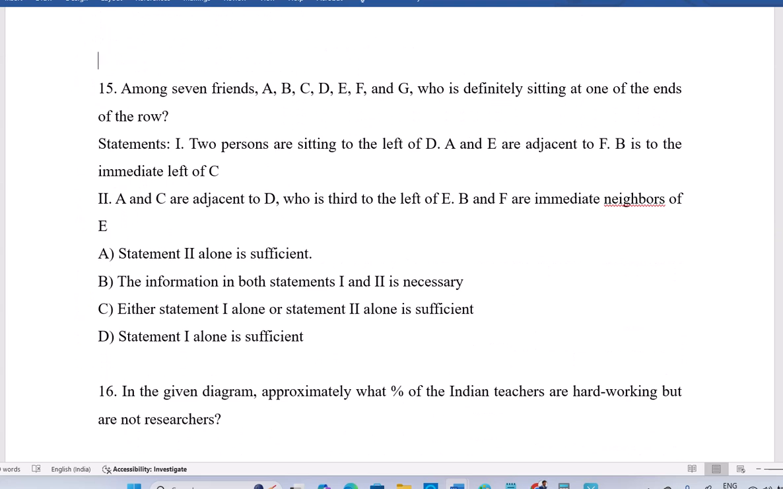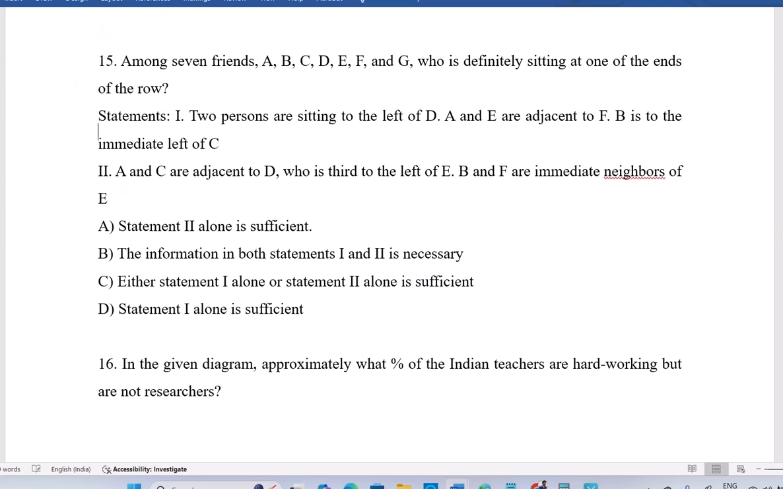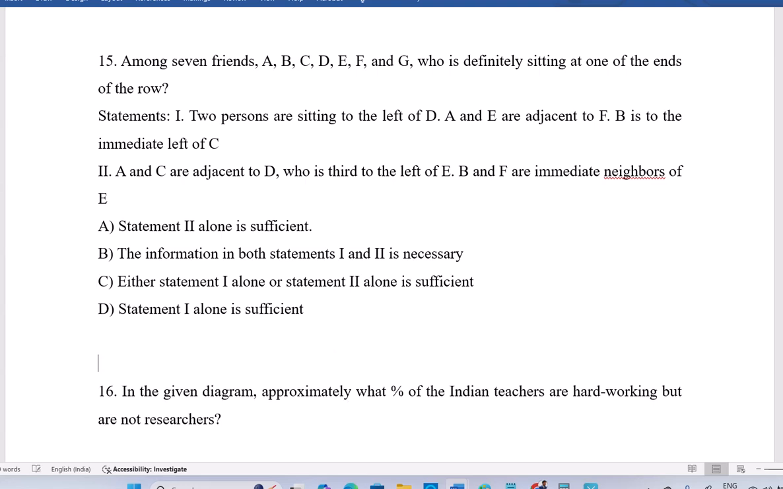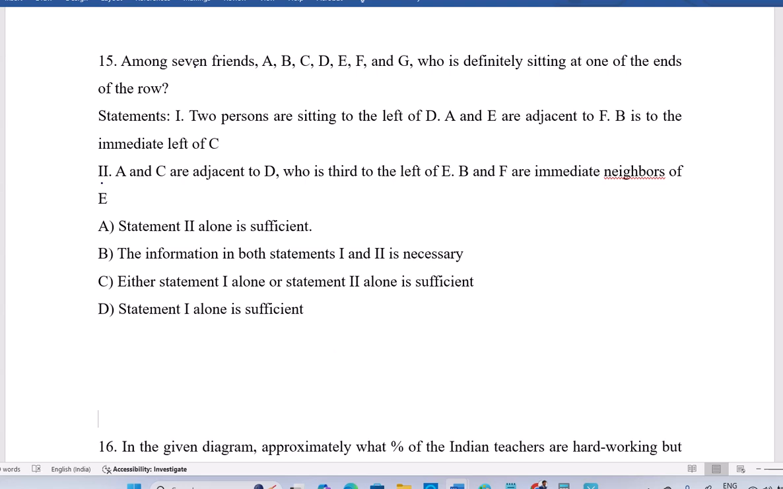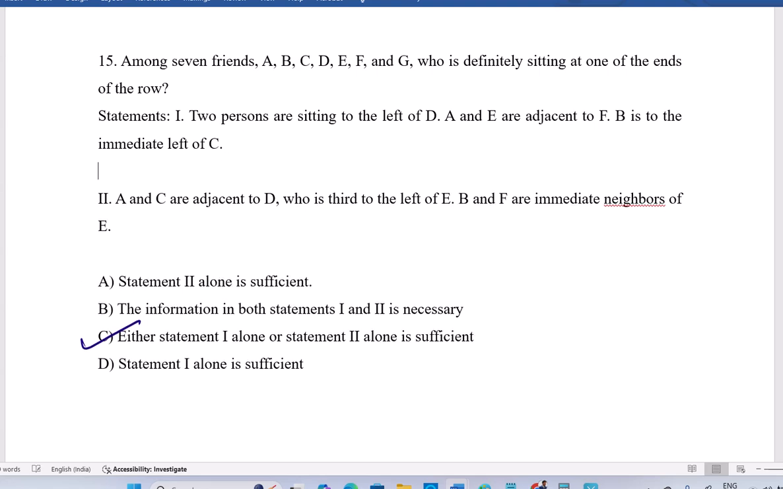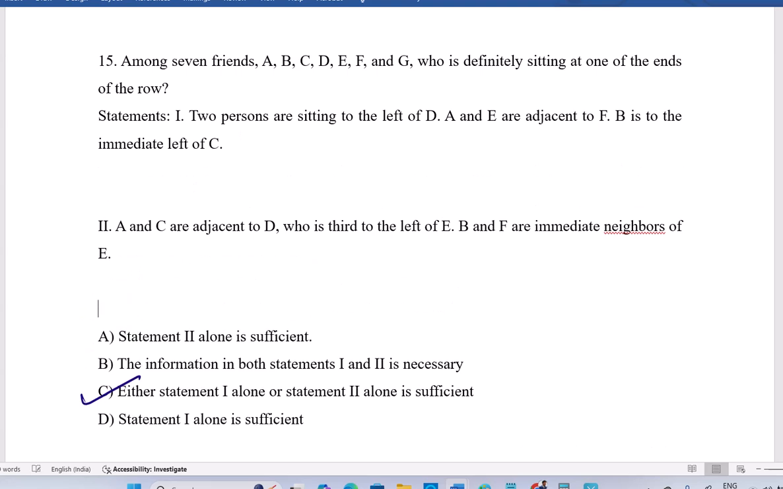Data sufficiency. This is a superb question actually, because option C. Many people will be surprised with the answer later. Given the answer anyhow, but how it is happening, you just observe one of the ends of the row to be fixed. Right, to have 7 people, 2 persons to the left of D, and to the right of D there are 4 people, then only total 7 will be okay.